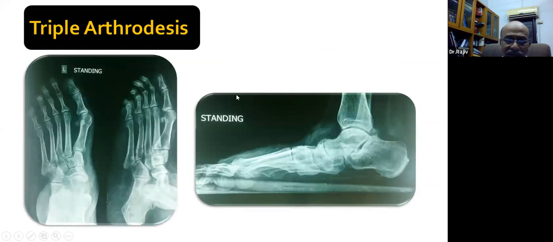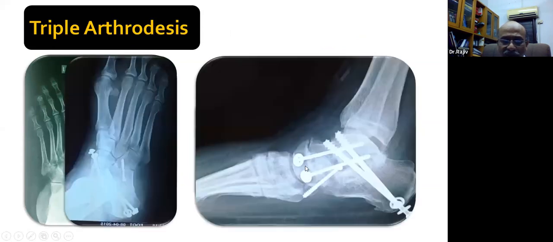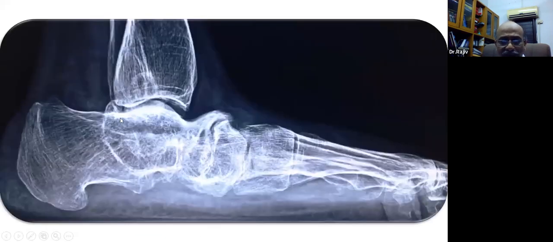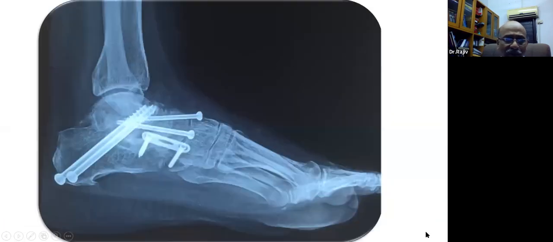Let me show you the example of triple arthrodesis. Look at this flat foot. Look at the way there is arthritis of the joints. The whole talus is pointing plantarwards. And this was corrected with talonavicular, calcaneocuboid, and subtalar fusion. Look at this flat foot, very bad flat foot, almost zero arch, very much arthritic. And then it was corrected.